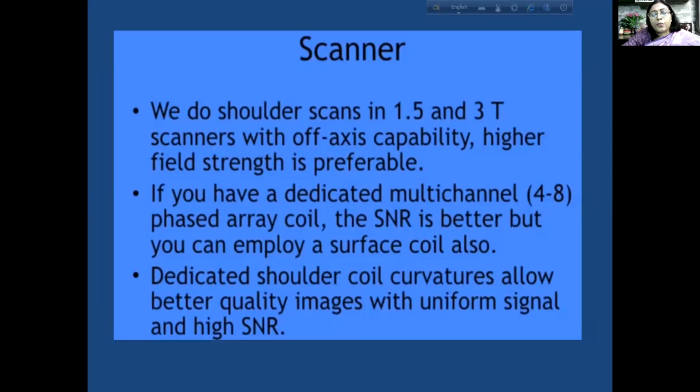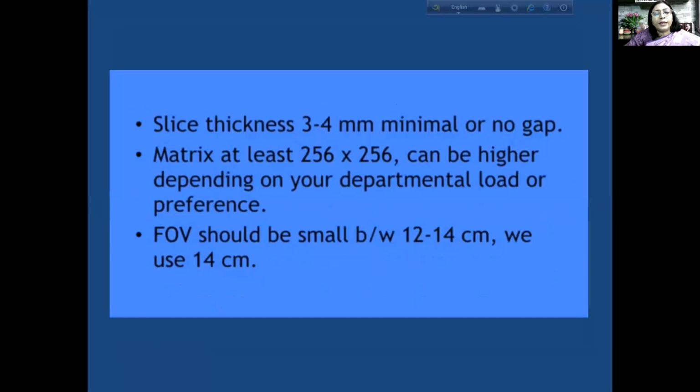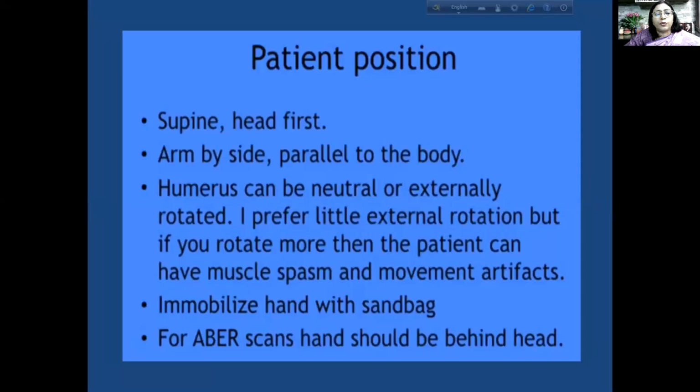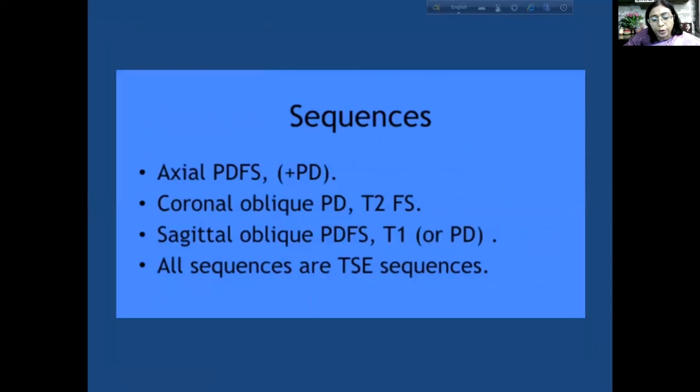To get better quality images, we need higher SNR, so we should do our scan with a higher magnetic field strength, with a dedicated shoulder coil, with very thin slices like 3 to 4 millimeter, with or without minimal gap, higher imaging matrix and small field of view. For MSK, it is up to 12 to 14 centimeter. The patient should be supine, with arms side by side parallel to the body, with a little external rotation, but not much more.